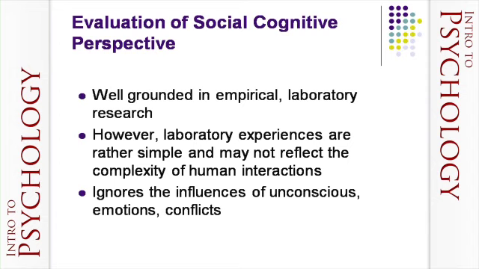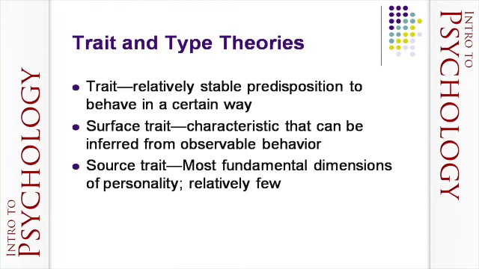Then trait and type theories. Trait: a relatively stable predisposition to behave in a certain way. Surface trait: a characteristic that can be inferred from observable behavior. Source trait: the most fundamental dimensions of personality, relatively few.